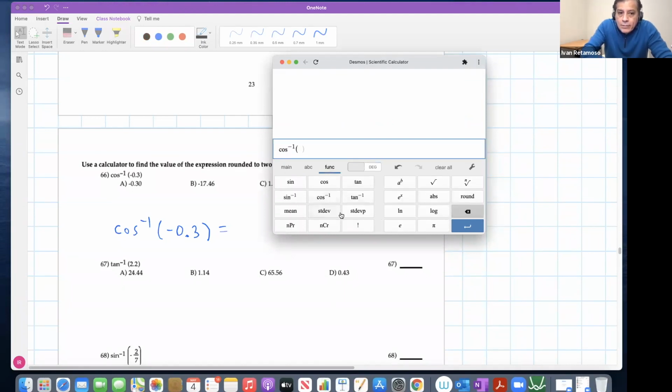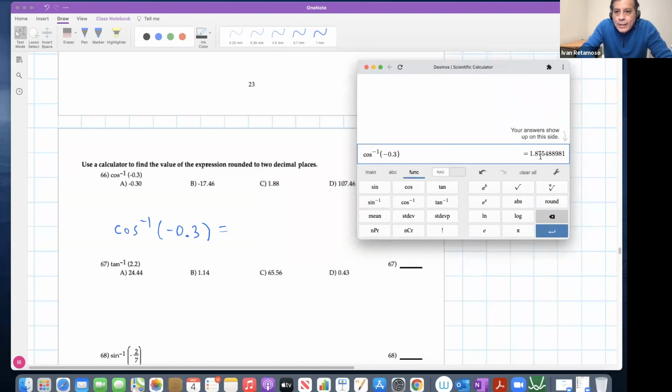Cosine inverse is there, right? Cosine inverse of negative 0.3. I'm talking about the cosine inverse of a real number, right? So this will give you the answer in degrees, but remember, mathematicians want this answer for inverse functions of trigonometric functions in radians always. So go for this. Click on radians, make sure your calculator is working in radians.